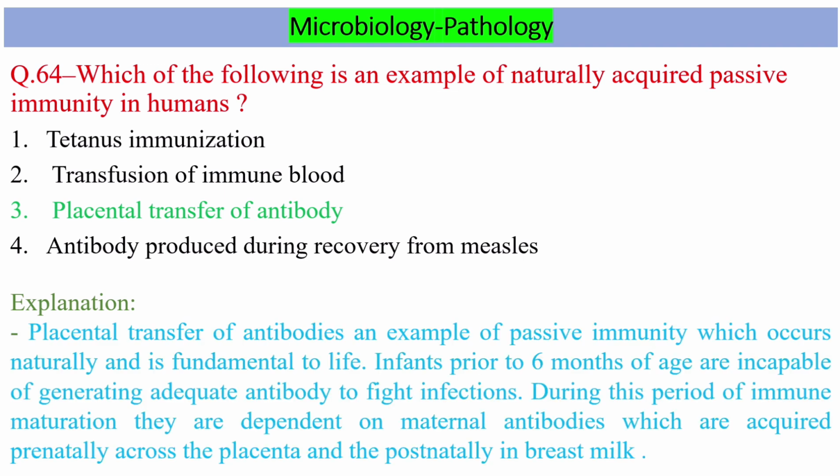Placental transfer of antibody is an example of passive immunity which occurs naturally and is fundamental to life. Infants prior to 6 months of age are incapable of generating adequate antibody to fight infections. During this period of immune maturation, they are dependent on maternal antibodies, which are acquired prenatally across the placenta and postnatally in breast milk.